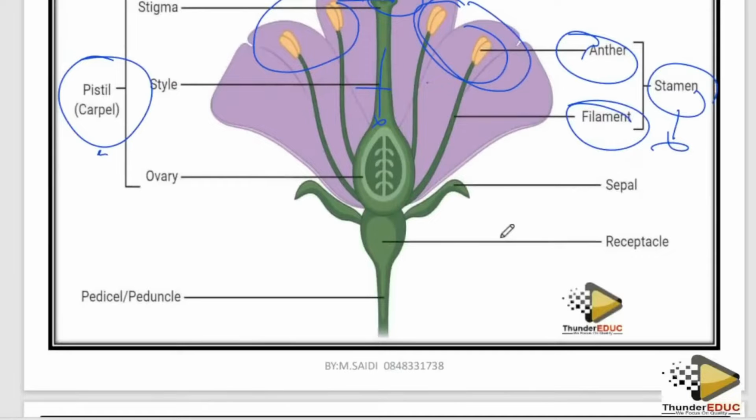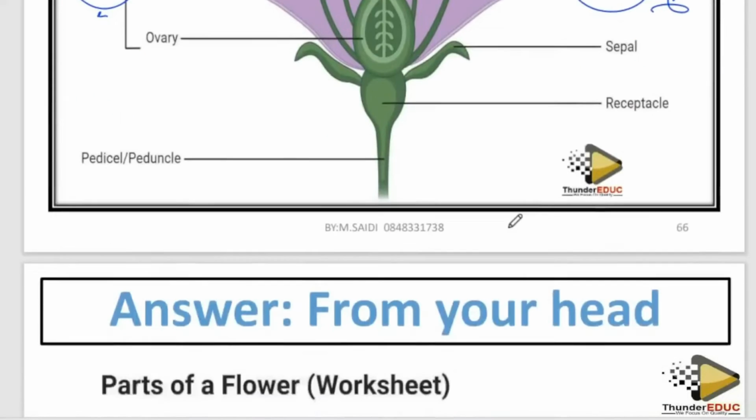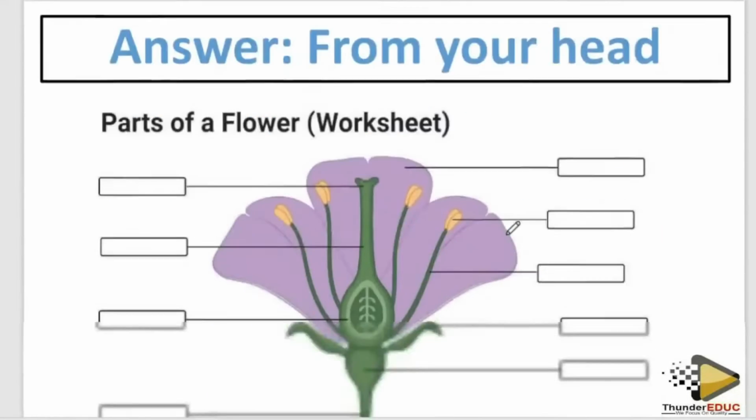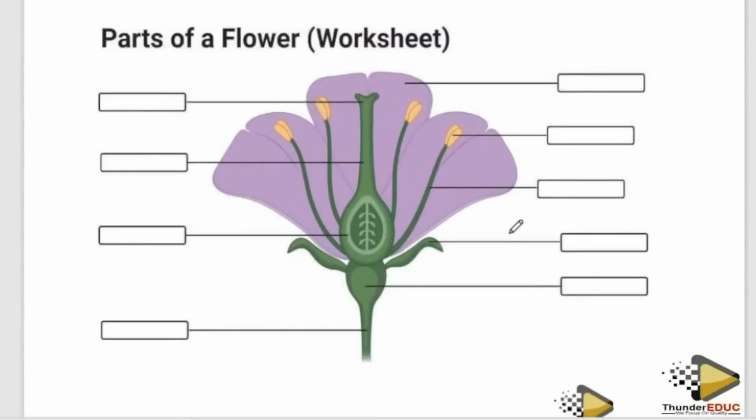I'm not teaching, I'm just predicting. So guys, don't go to the paper without knowing this. Can you label this? What is this? You must know. It must be with you that this is the petal, this is anthers, this is filament. So you have to be knowing these things. It's like a song. Don't go to the paper without knowing these things.